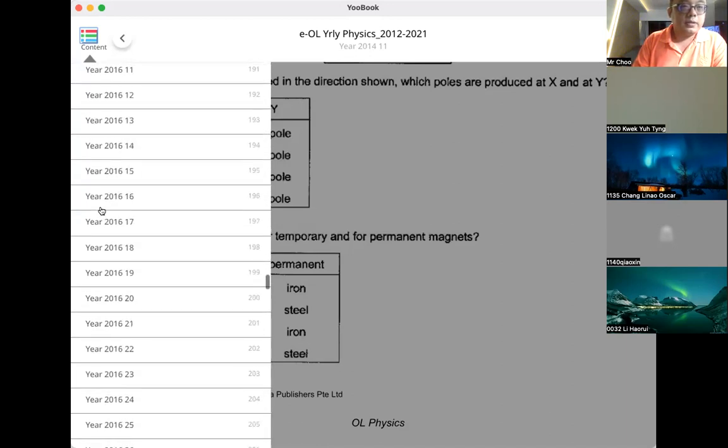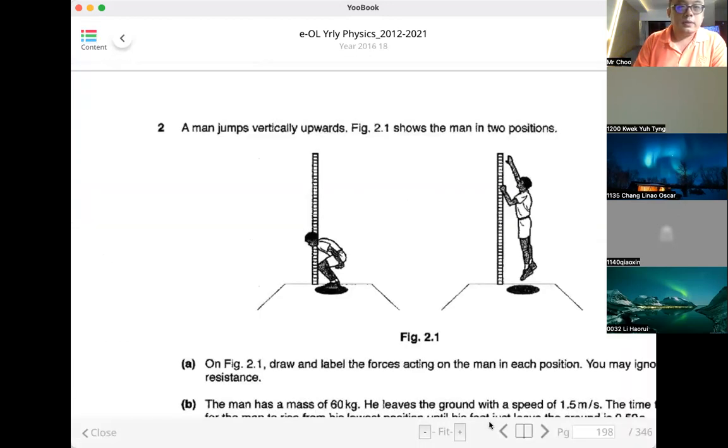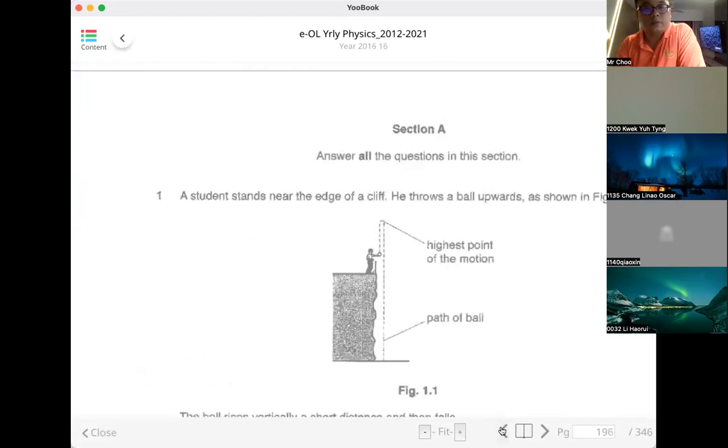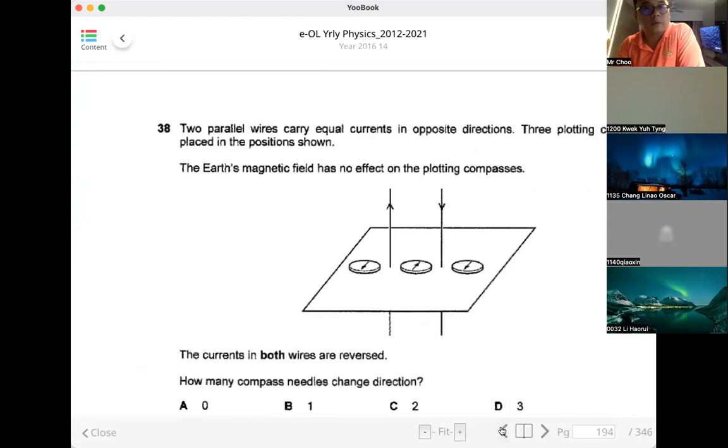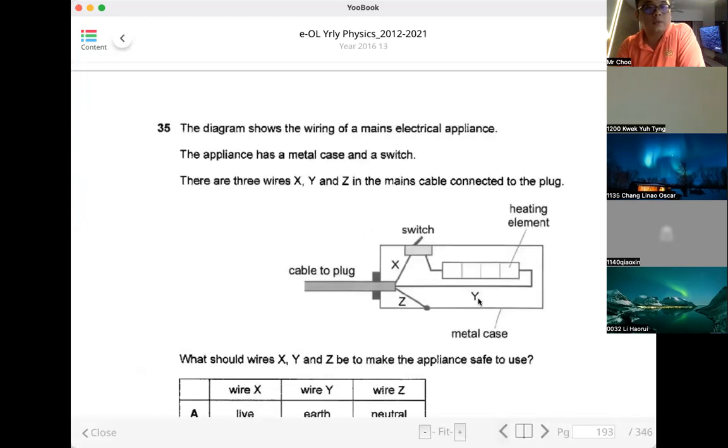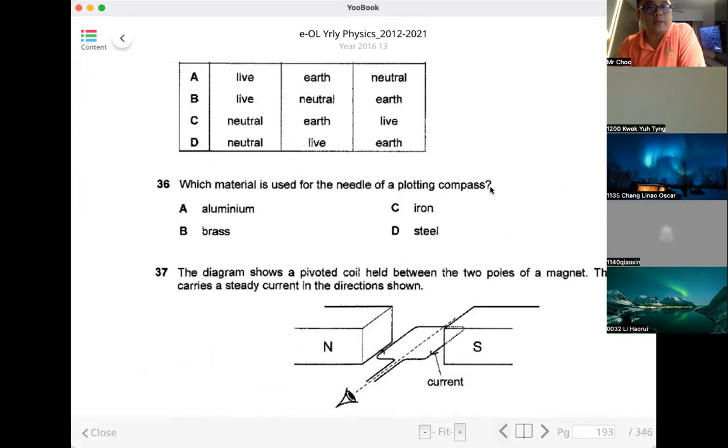Number 36. Okay, quickly tell me, 36, what's your answer? What material is used for the needle of plotting compass? Xiao Xing, well done. Yiting, well done. Hello, Ryan. When did I talk about Lenz law and Faraday law? Okay, you may go. Bei Kuan, well done. Hao Rui, well done. Oscar, well done. Ryan, what's the answer for this?